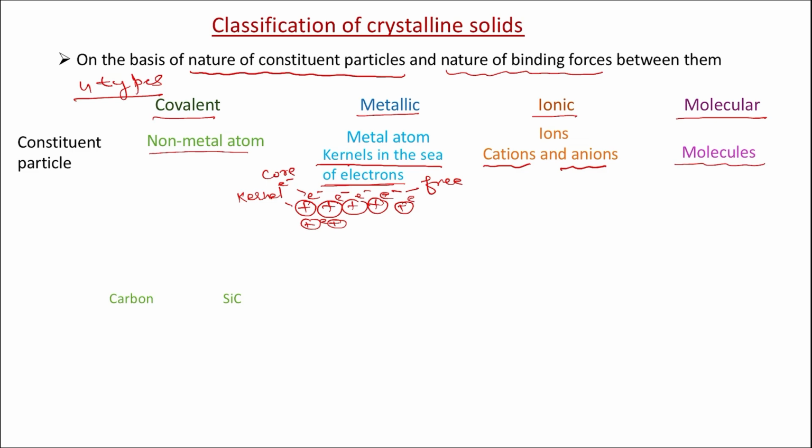Now binding forces. In case of the covalent solids, why are they called covalent solids? Because in the constituent particles covalent bonds are present. So the covalent bond is the binding force. And in the case of metallic solids, obviously the metallic bond is the binding force. So what is the metallic bond? It is a force of attraction present between the core electron and the kernel. So this is called the metallic bond.